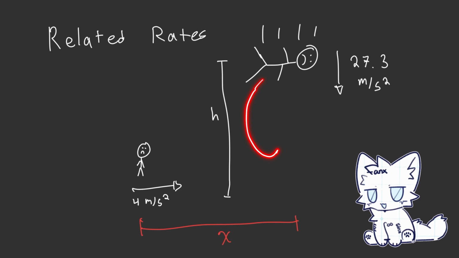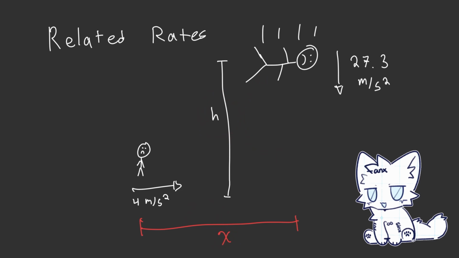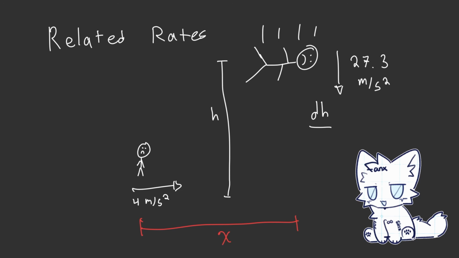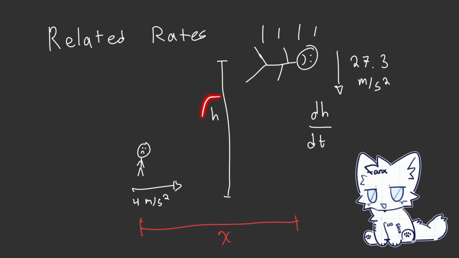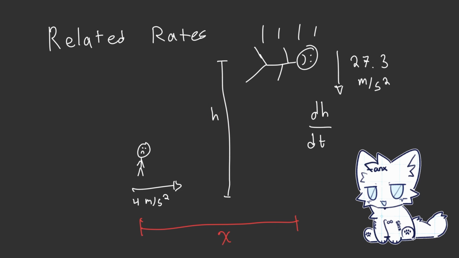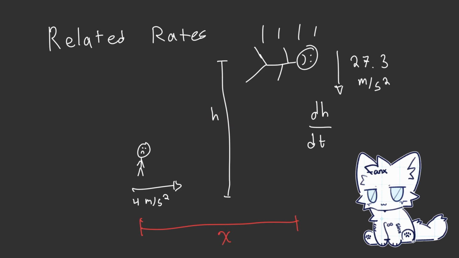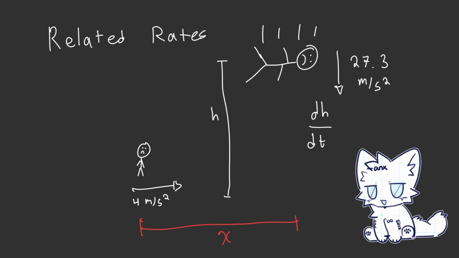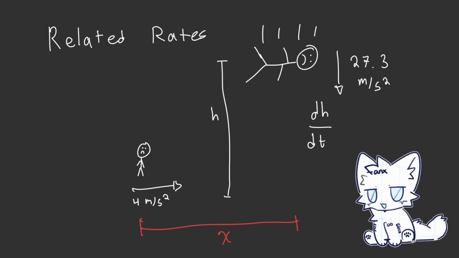So this is the vertical distance. This is the horizontal distance. We can denote that as the change in vertical height, how fast that changes with respect to time. So if h is the height, the vertical component between you and your friend, this would be the rate at which the vertical distance is changing with respect to time.